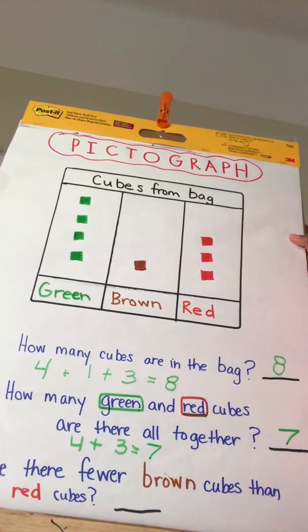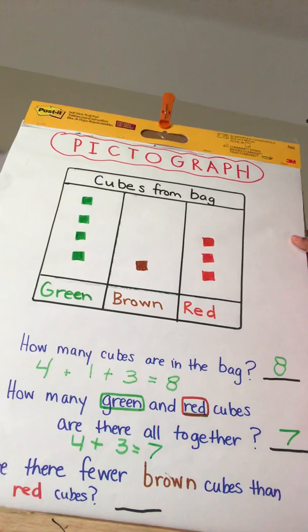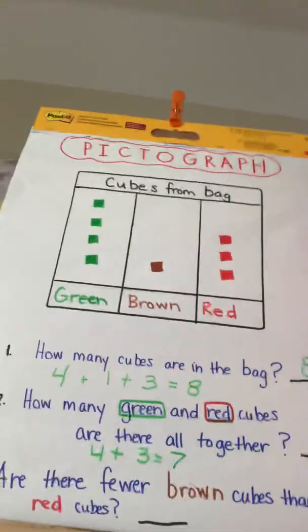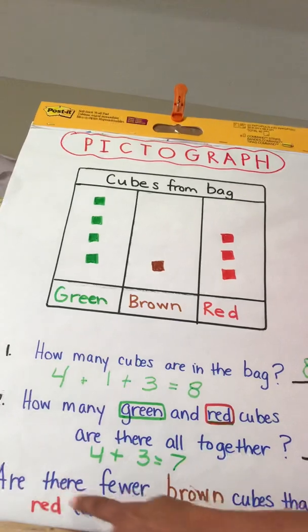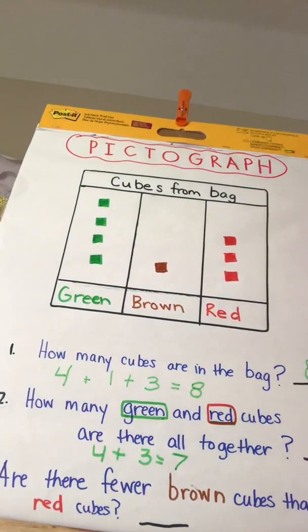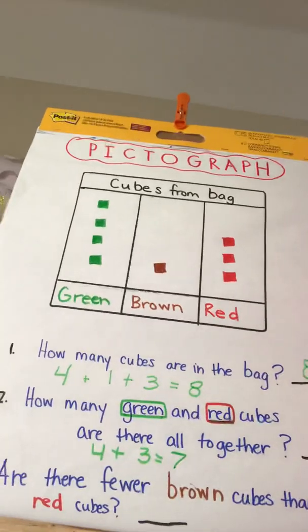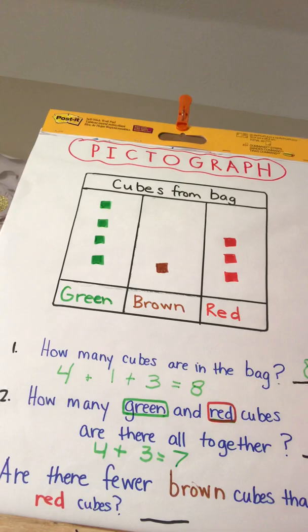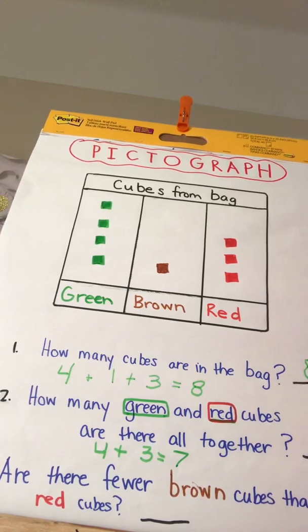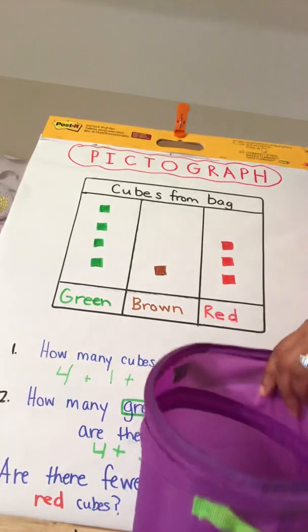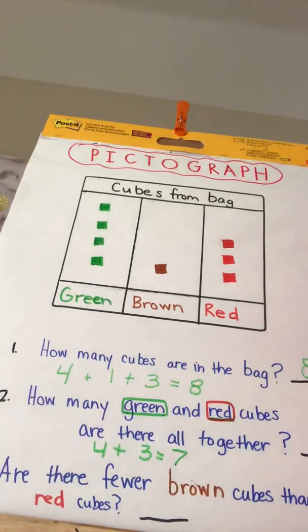Last question. And are you starting to see how handy the pictograph is? It's really handy to have a graph. Are there fewer brown cubes than red cubes? Fewer. Fewer means less than brown. So are there less brown cubes than red cubes? Do we need to go back in the bag and look and count? No, we can look at our graph.